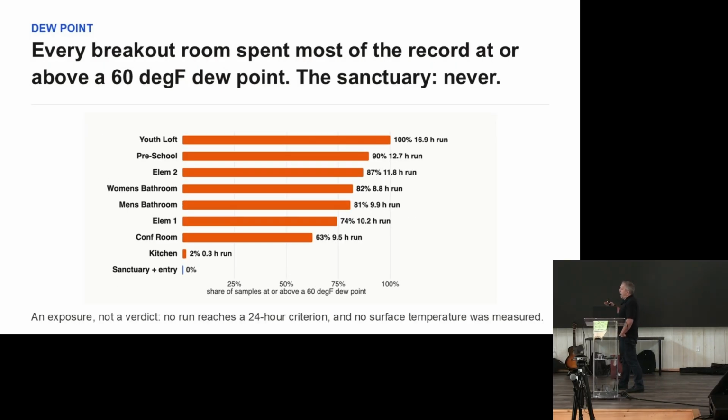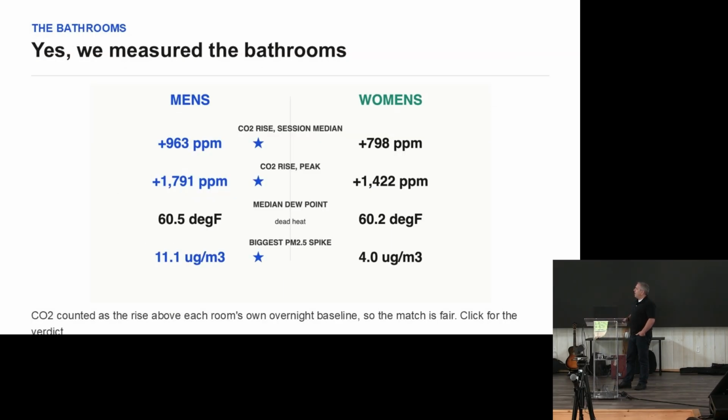When we look at what happened in the sanctuary and in the entry, we had no time over 60-degree dew points the past 2 days. But you can see in the youth loft and in those rooms down there, we had a lot of time over 60-degree dew point. So I've shared that with the people here at the Orchard. They're very receptive to it, and we're going to look at finding out what's going on there. I did think it was interesting that the kitchen was only 2%, right? So they had a lot of good exhaust going on there, I'm guessing.